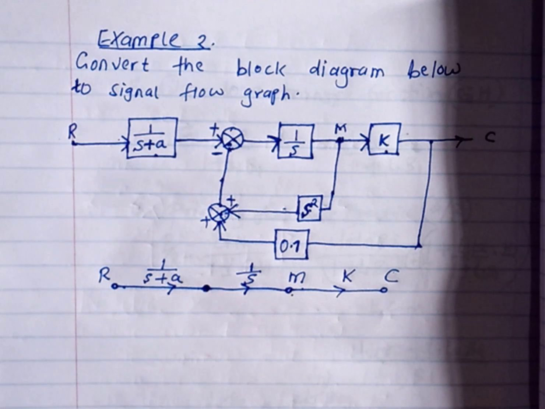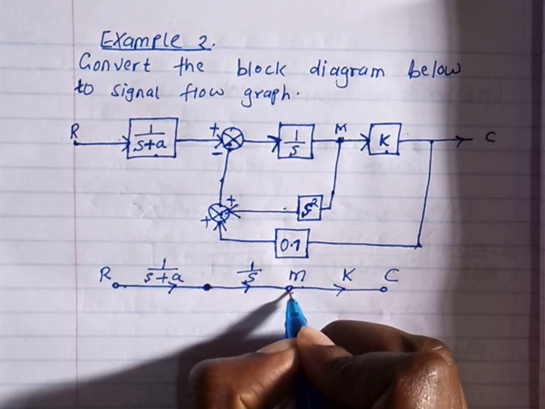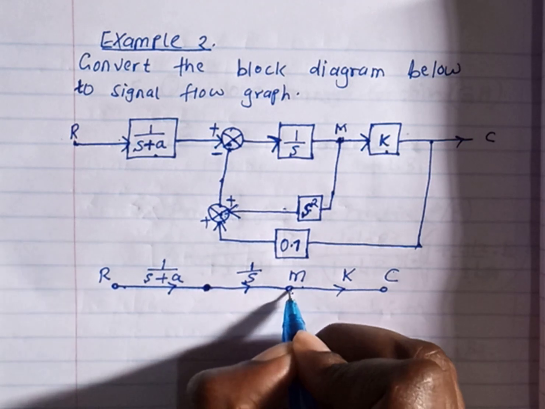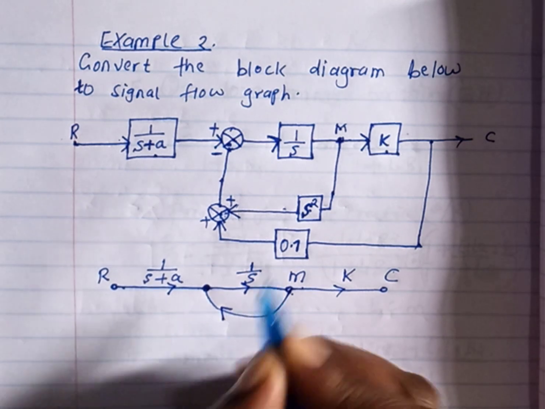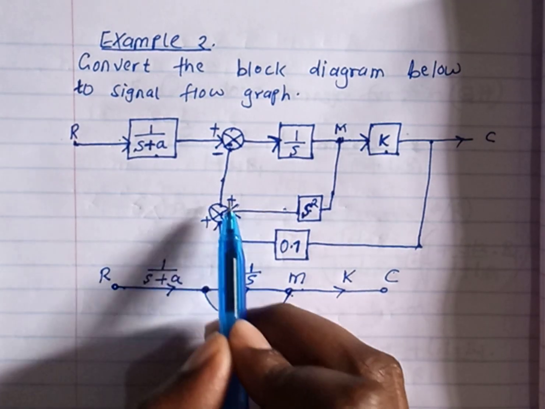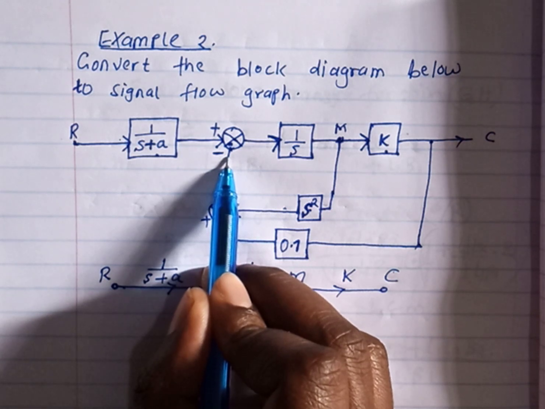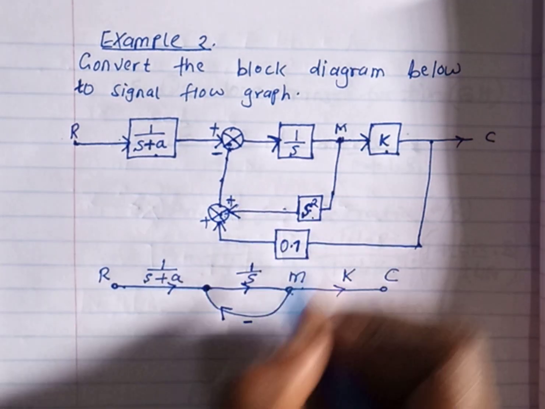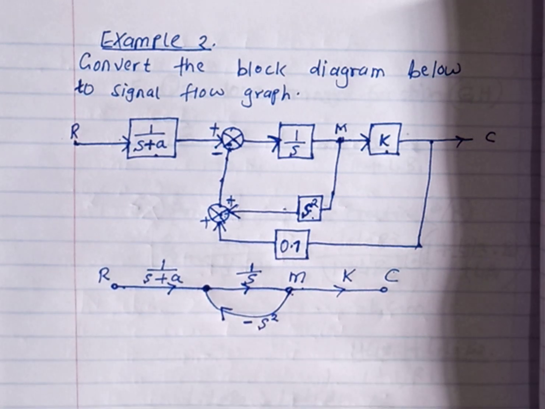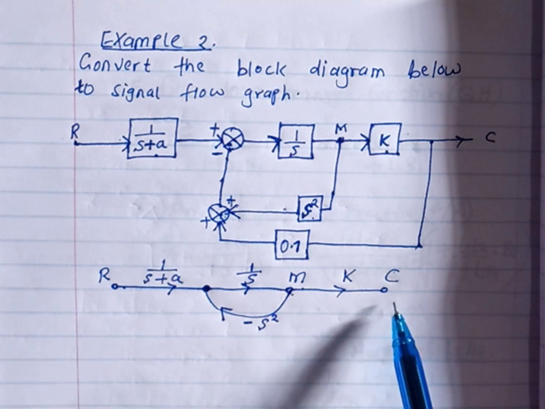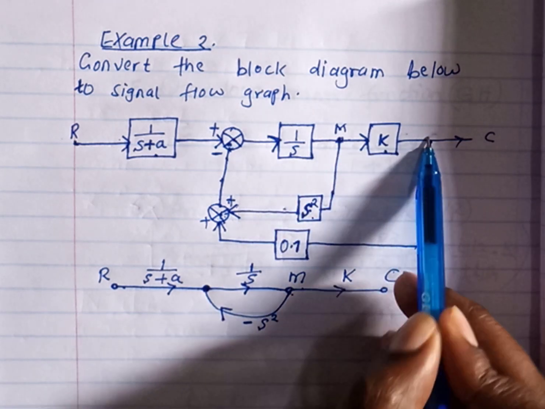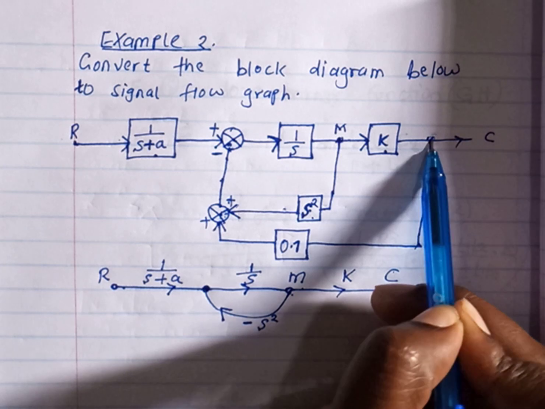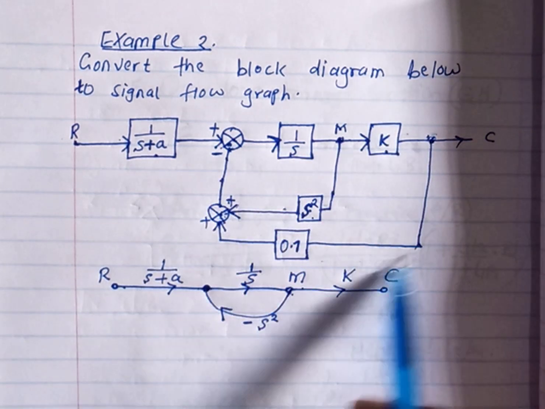Then I just have from point M to where I have my summing point. I indicate the direction. This was plus, at this point it is minus. So I just indicate minus. The value here is S squared, like that. Then from my output, remember this one, we indicated this one as our output C, because all of these are meeting here at this point.